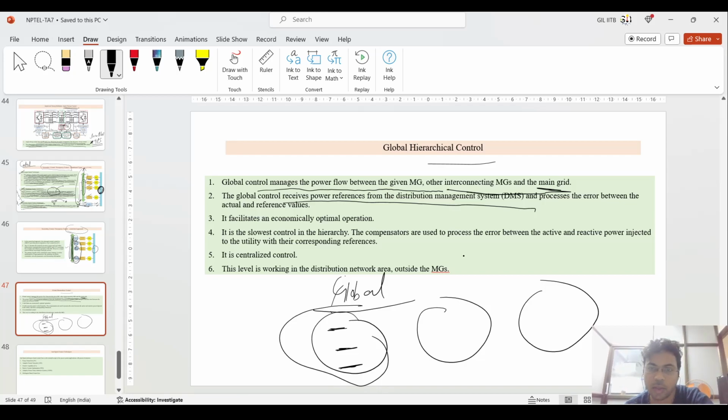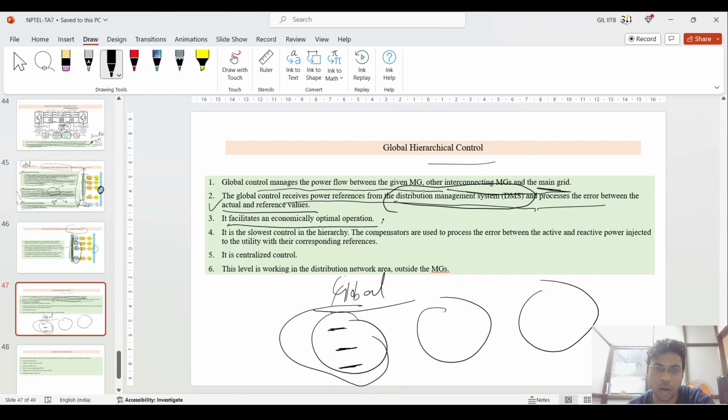Suppose, for example, in Uttar Pradesh they have the UPPCL, this is the Uttar Pradesh discom, and this discom gives power to your homes and charges for that. And this distribution management system, the DMS, also has a certain reference of how much power is being given to this distribution network. So this reference is taken from the DMS system to process the error between the actual and the reference value. So this is one of the advantages of global hierarchical control.